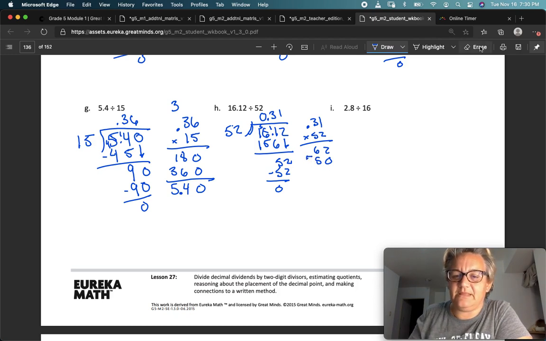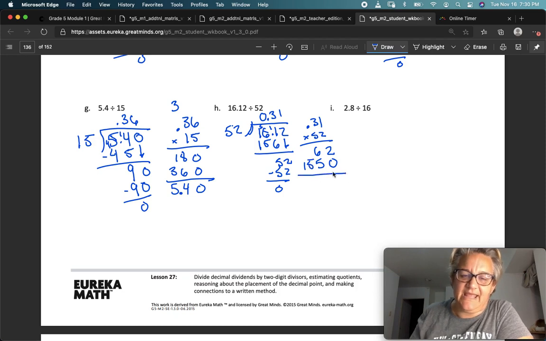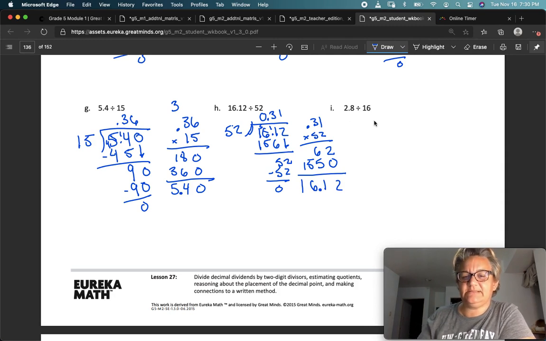Wait a minute. I think I made a mistake. Let me try it again. I was rushing. Let me go slower. 2 times 1 is 2. 2 times 3 is 6. Then add a 0. 5 times 1 is 5. 5 times 3 is 15. Then add. I got 2, 11, 6, 1. And I have 1, 2 spaces over, 1, 2 spaces over right there, 16 and 12 hundredths.